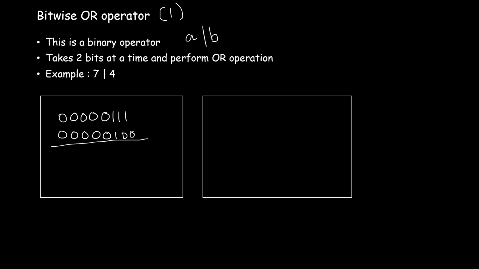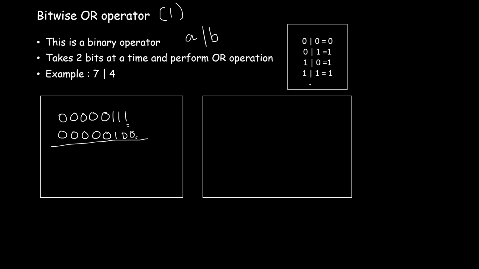Now I have to perform an OR operation between 2 bits at a time. For that, I take the least significant bits of these numbers and perform an OR operation. Now, how do I perform an OR operation? I have the rules of the OR operation here. 0 or 0 gives a 0, 0 or 1 gives a 1, 1 or 0 gives a 1 and 1 or 1 gives a 1.